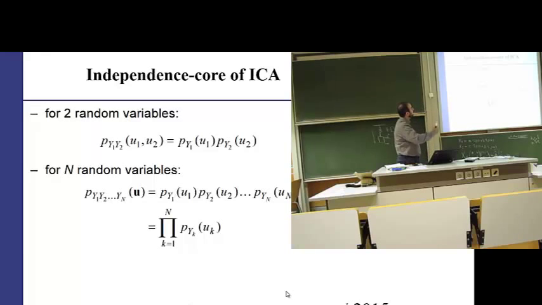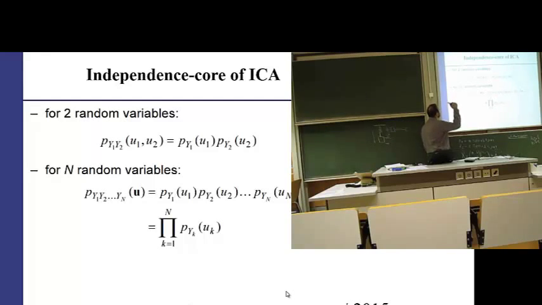So P of Y1, Y2, with the realized random variables taken out of Y1 and Y2, which we name, for example, U1 and U2, should be equal to the product of every single independent source for two random variables. And when it goes for n random variables, the joint probability of all the variables altogether should be the product of all the single independent variables. But you'll see that this is a very strong assumption. How can it hold, for example, for more than two sources? It's really hard to realize whether they are independent or not.